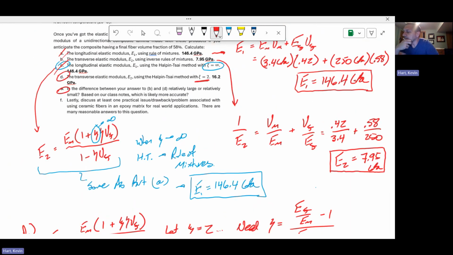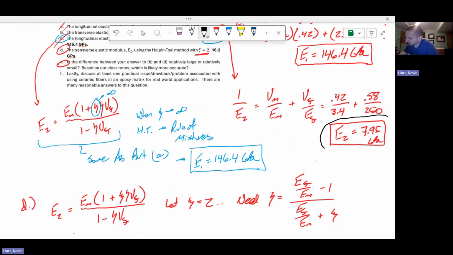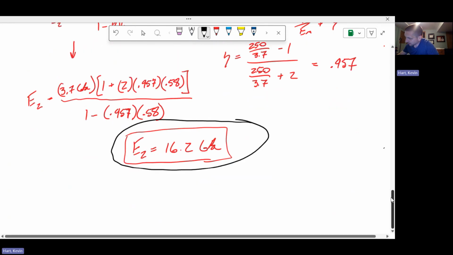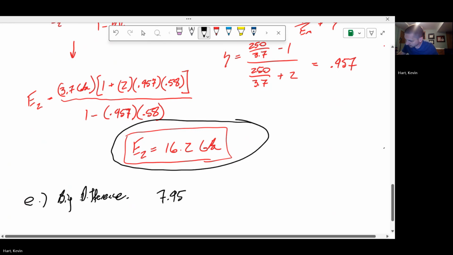Is the difference between your answer to B and D large or small? All right, so let's look at our 2 different answers. Here's the answer to part B, 7.95 GPa. And the answer to part D was 16.2 GPa. So I'd say in general, that's a pretty big difference. It's 7.95 GPa was the answer to B, and 16.2 GPa was the answer to D. So these are a relatively large difference.